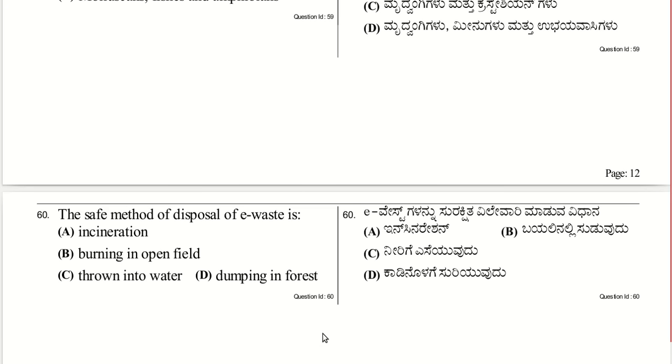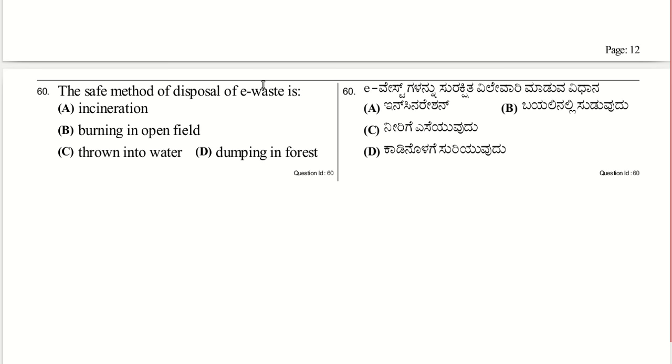60th, the last question, the safe method of disposal of waste is incineration. So the safe method of disposal of e-waste, electronic waste, is incineration. 60th, the right answer is A, incineration.